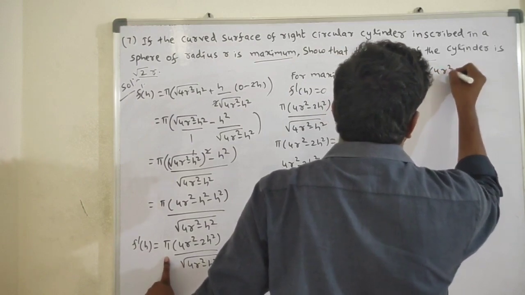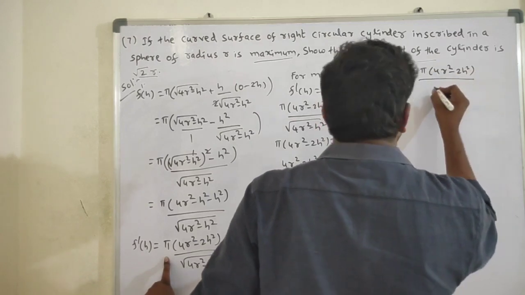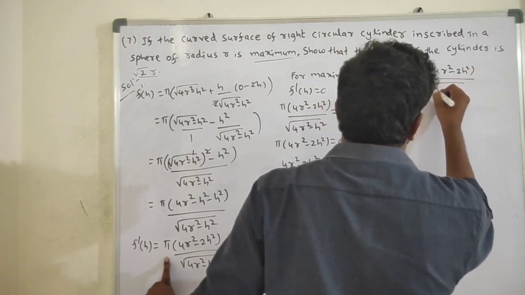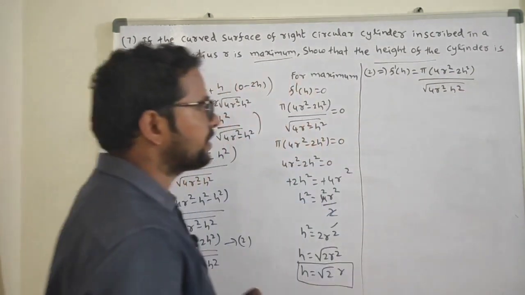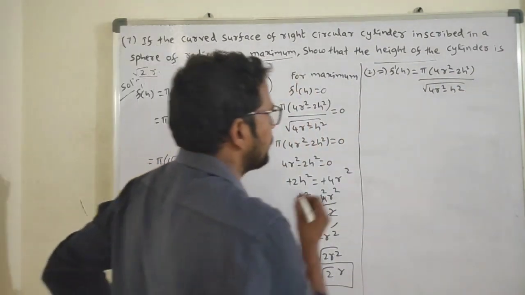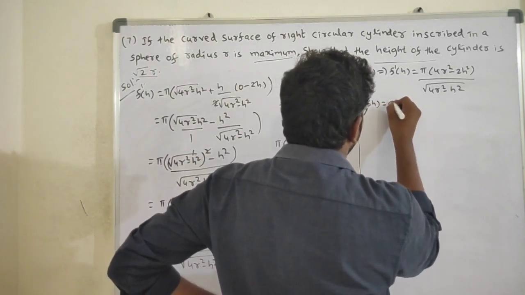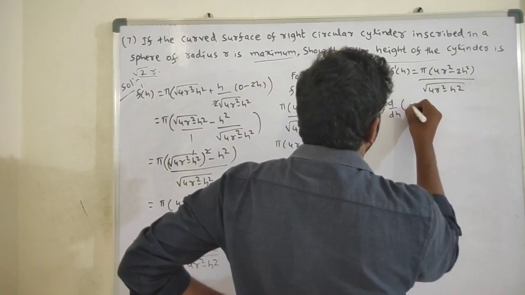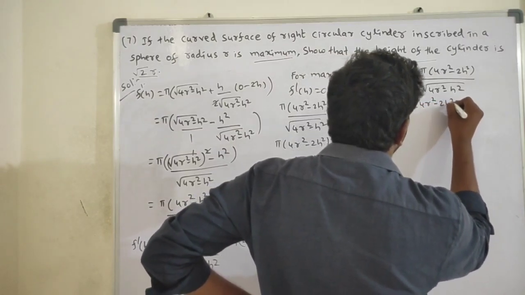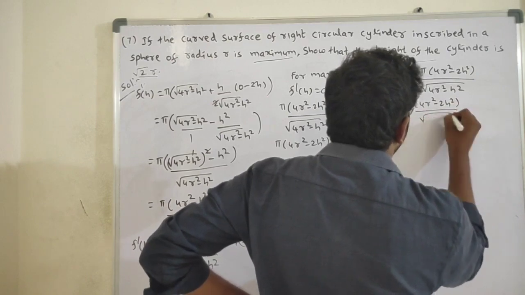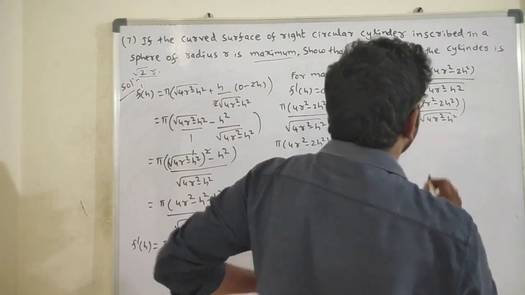4r square minus 2h square divided by under root of 4r square minus h square. So do double differentiation. F double dash of h is equal to d by dh of pi into 4r square minus 2h square divided by under root of 4r square minus h square.